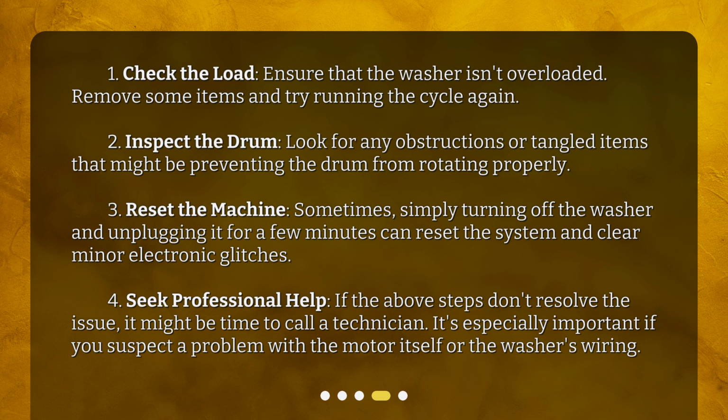2. Inspect the drum. Look for any obstructions or tangled items that might be preventing the drum from rotating properly. 3. Reset the machine. Sometimes, simply turning off the washer and unplugging it for a few minutes can reset the system and clear minor electronic glitches. 4. Seek professional help. If the above steps don't resolve the issue, it might be time to call a technician. It's especially important if you suspect a problem with the motor itself or the washer's wiring.